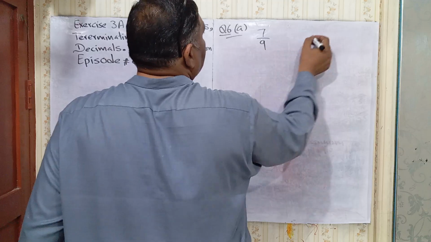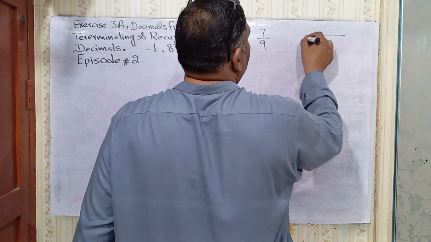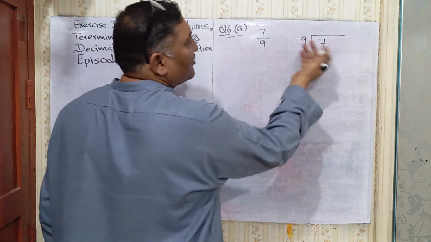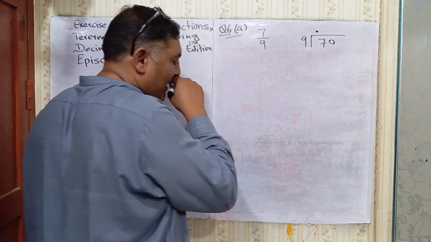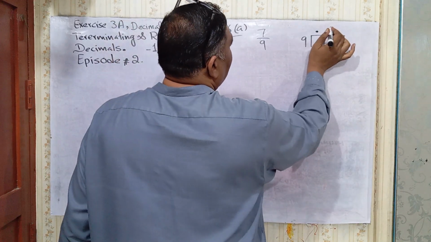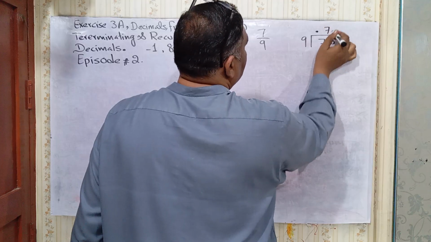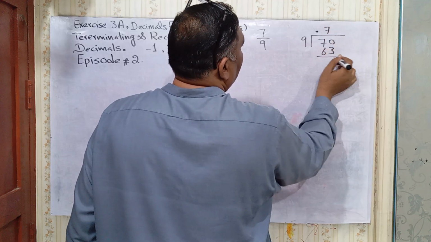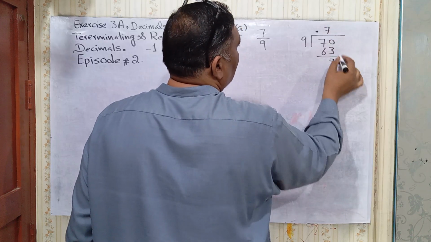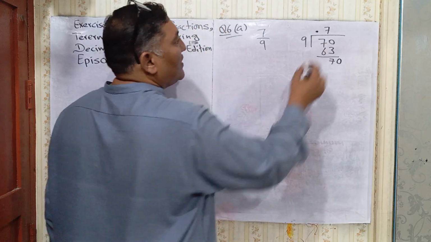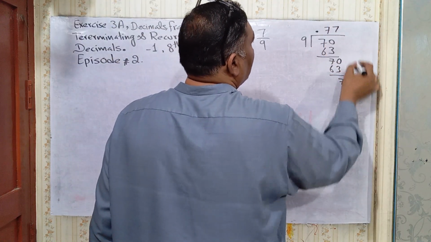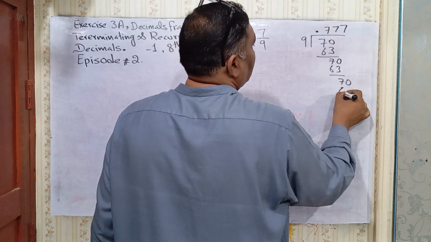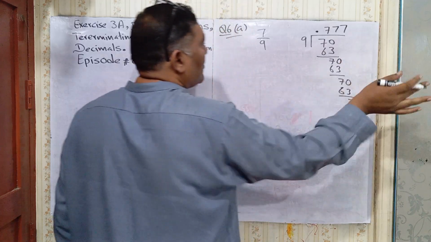The method is very simple. I am going to divide the 7 by the 9. 7 is smaller, so I put a decimal here and put a 0 here. 9 8s are 72, 9 sevens are 63. So you are left with 7. Because of this decimal, you can put another 0. Again, 63, you will have 7, put 0, and 63, and this process will go on.